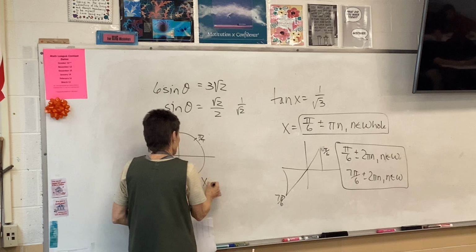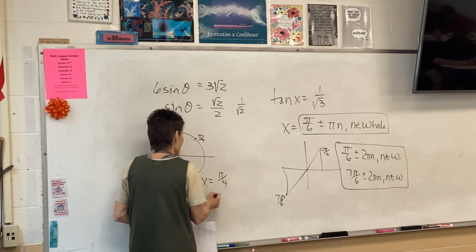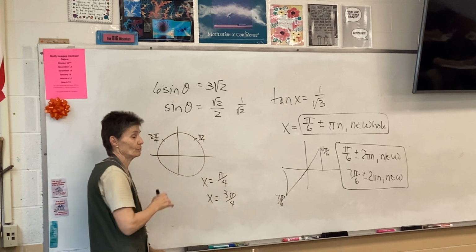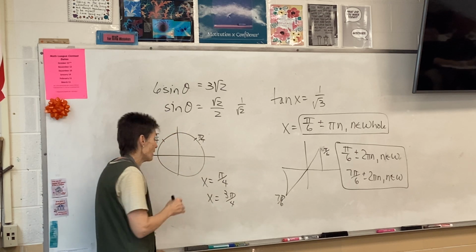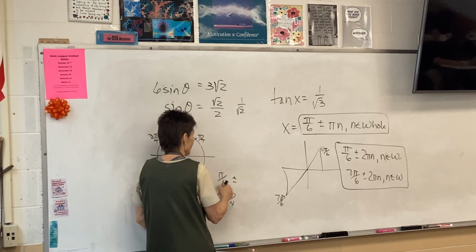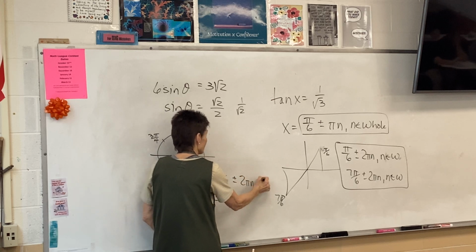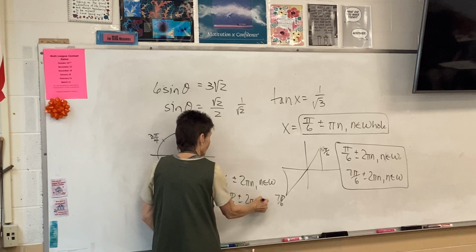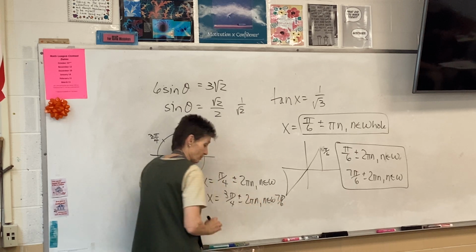So my answer is all of the angles that are coterminal with these two. So every angle that's coterminal with pi over 4, and every angle that's coterminal with 3 pi over 4.